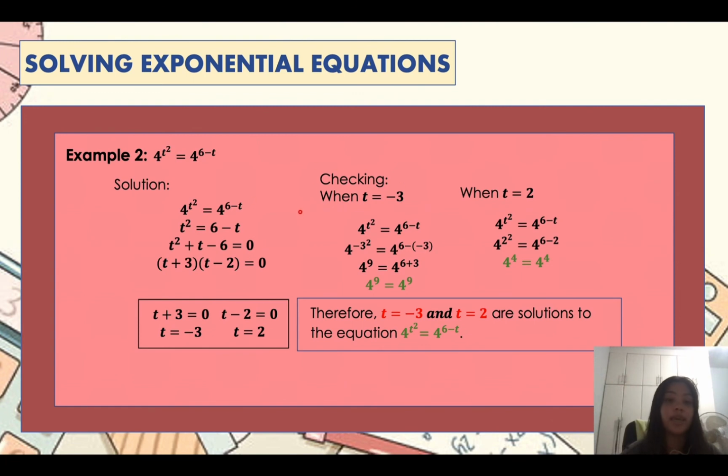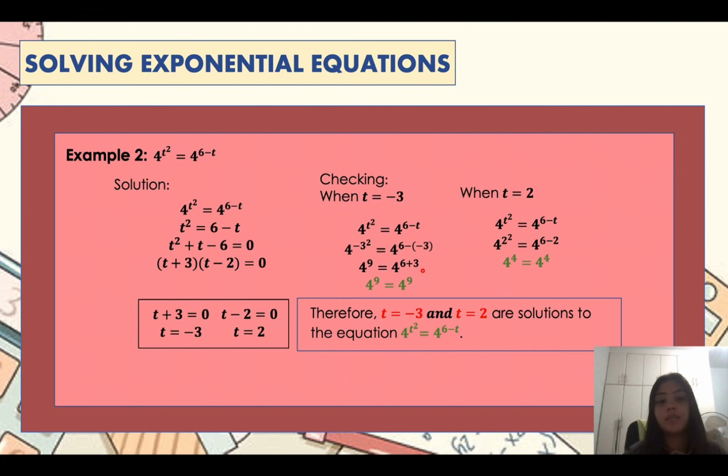Now for the checking. When t is equal to negative 3, again, we replace t with negative 3. So we get 4 raised to the power of negative 3 squared is equal to 4 raised to the power of 6 minus parenthesis negative 3, close parenthesis. Upon simplification, we get 4 raised to the power of 9 equals 4 raised to the power of 6, and since we got this, it becomes a plus.